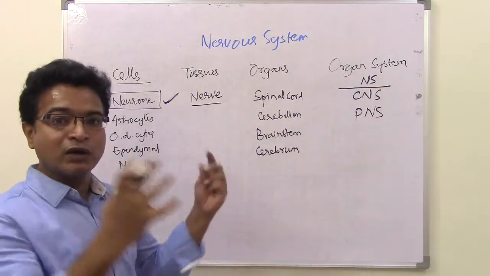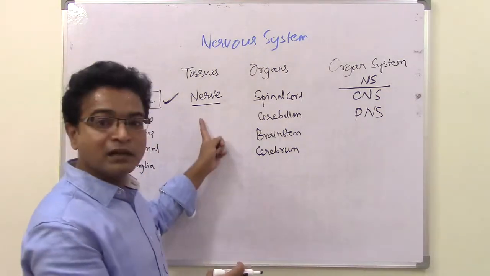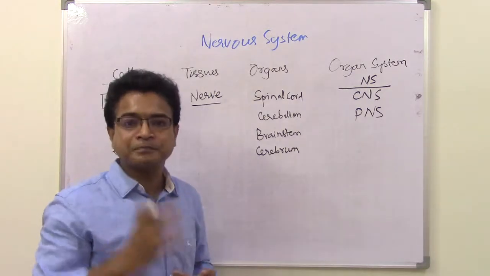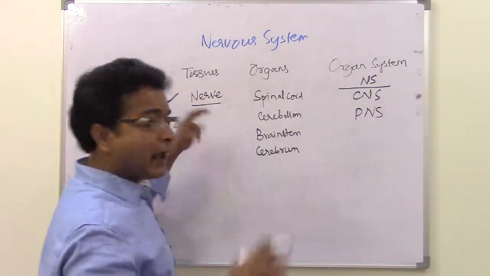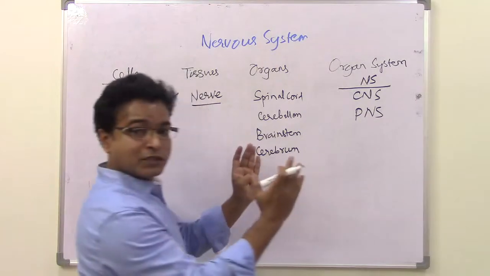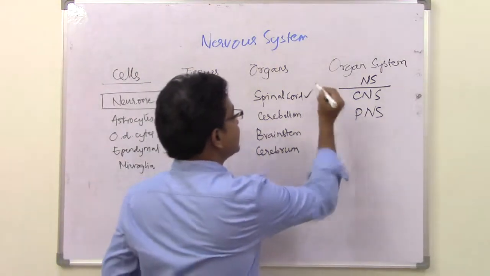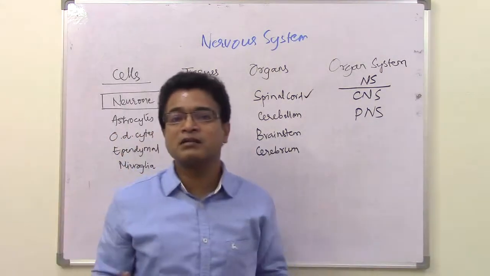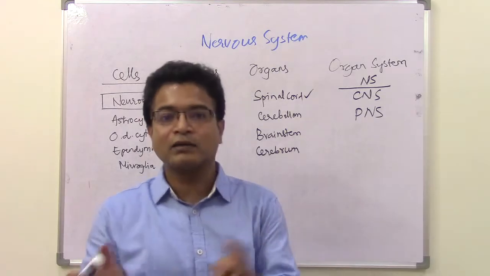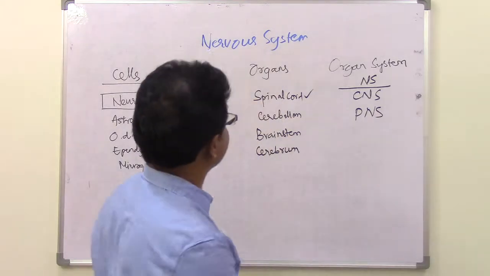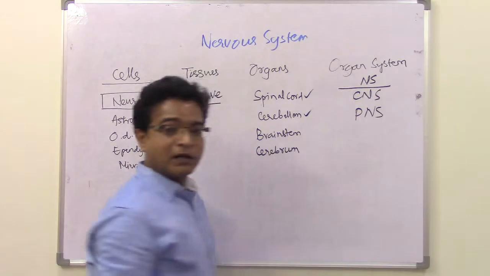Which part of the neuron is coming together to form a nerve? What are the components in a nerve? And then how these nerves are coming together and forming a spinal cord. What are different parts of spinal cord? What is grey matter? What is white matter? How they are formed?